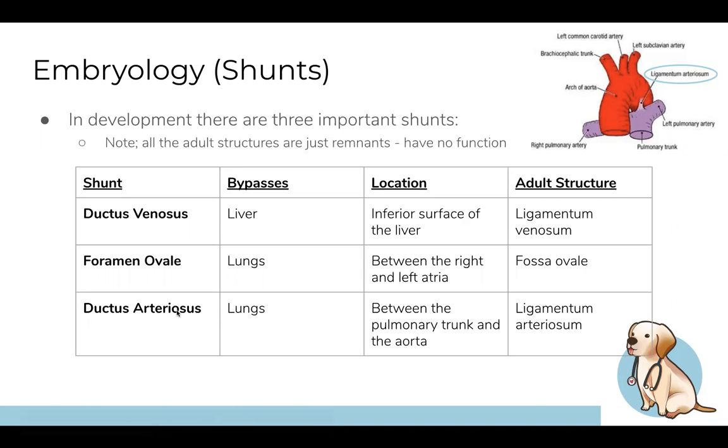Then you have your ductus arteriosus. This also bypasses the lungs by connecting these two. And in the adult, it's called the ligamentum arteriosum.